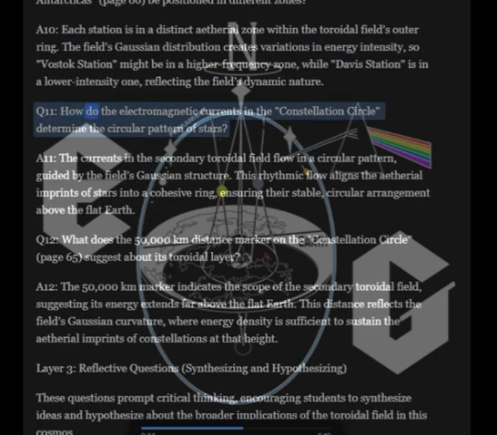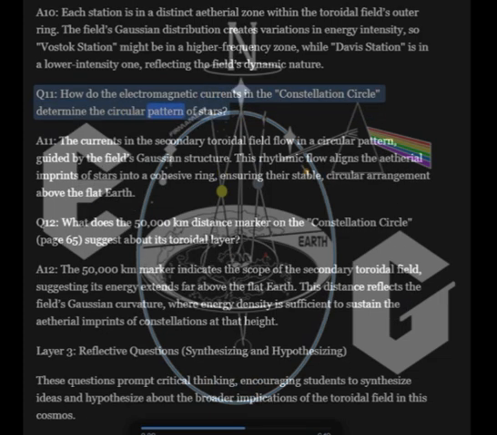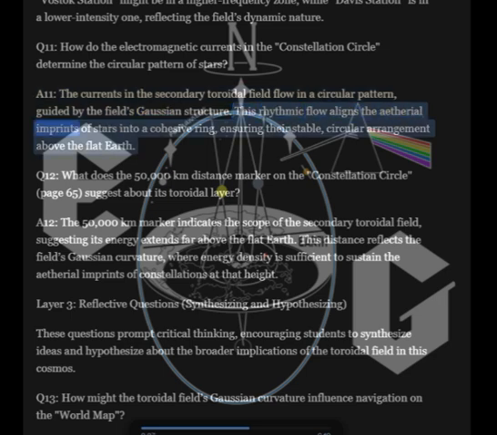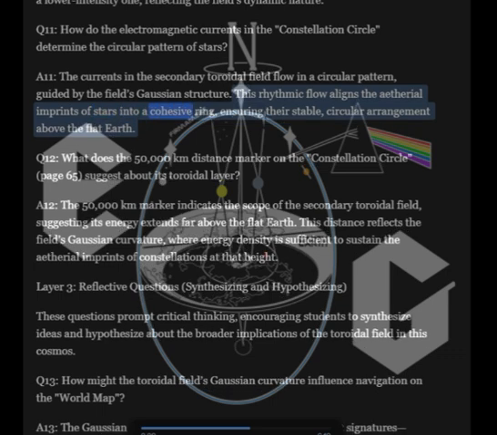Q. How do the electromagnetic currents in the constellation circle determine the circular pattern of stars? A. The currents in the secondary toroidal field flow in a circular pattern, guided by the field's Gaussian structure. This rhythmic flow aligns the ethereal imprints of stars into a cohesive ring, ensuring their stable, circular arrangement above the flat Earth.